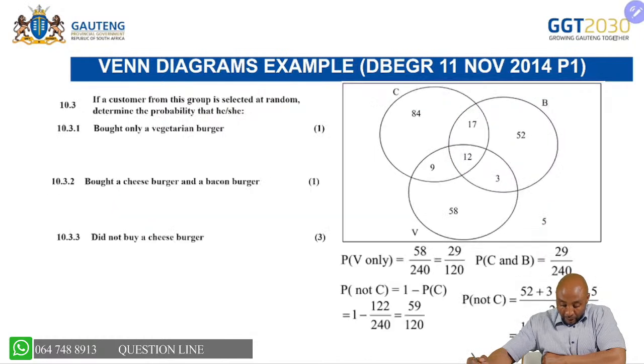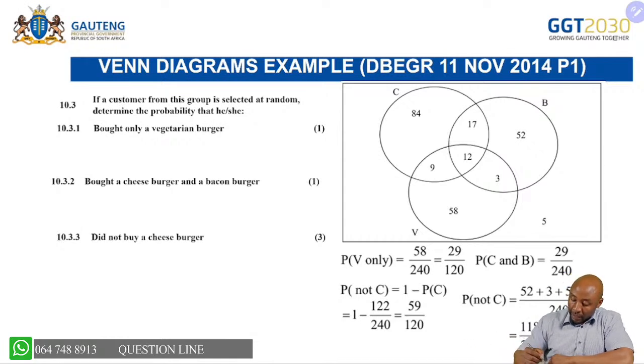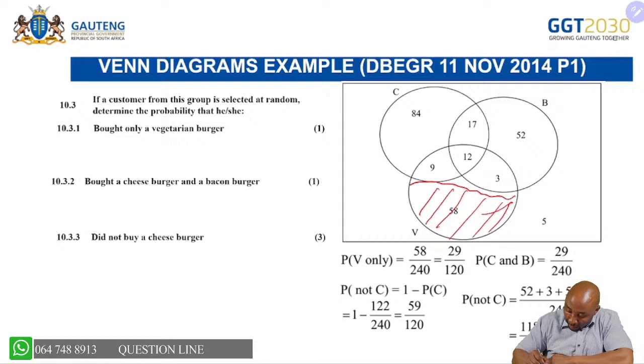We move on now. If a customer from this group is selected at random, determine the probability that he or she bought only a vegetarian burger. Remember the shading that I showed you? Only the vegetarian burger. You are able to see that you are only looking at where I am shading here. And the number that we have there, it's 58 out of our sample space.